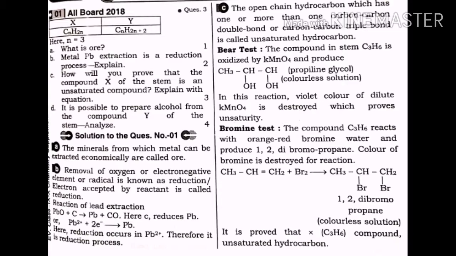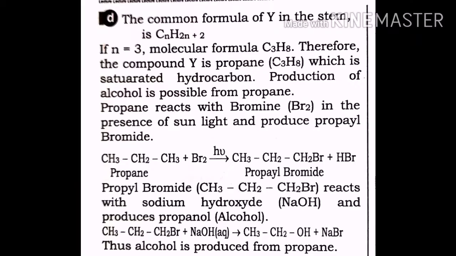We discuss question number 4, production of alcohol from Y. Y is an alkane. The formula is CnH2n+2. If n is 3, then the compound is C3H8. It is propane, which is a saturated hydrocarbon. Production of alcohol is possible from propane.